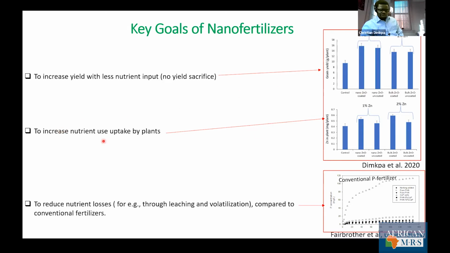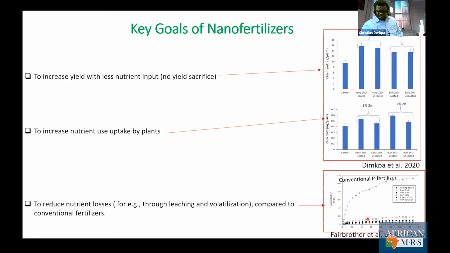Same goes for the nutrient uptake. The same scenario here, zinc uptake in the plant, greater with the zinc nano and bulk compared to the control. But between the bulk and the nano, whereas the nano is 1% and the bulk is 2%, you get the same response. So you increase yield using less nutrients. Another goal will be to reduce nutrient loss, for example through leaching and volatilization, when compared to conventional fertilizers. Here you see this graph, this line shows the conventional phosphorus fertilizer. You see how much phosphorus is leached from the soil over time.